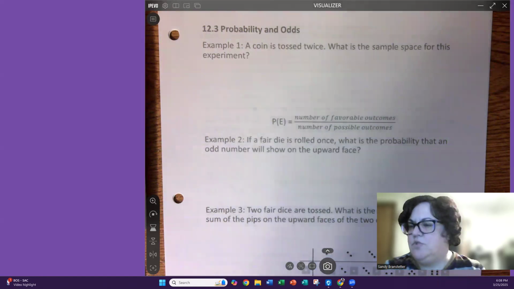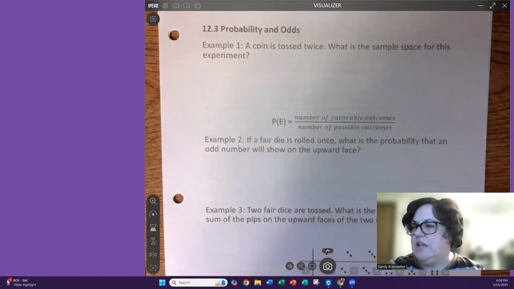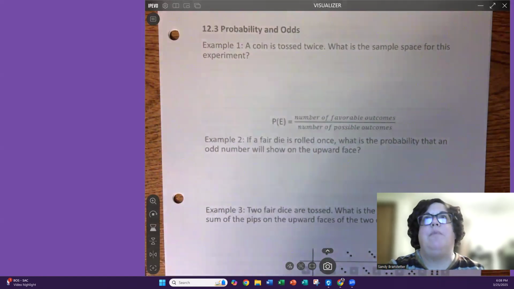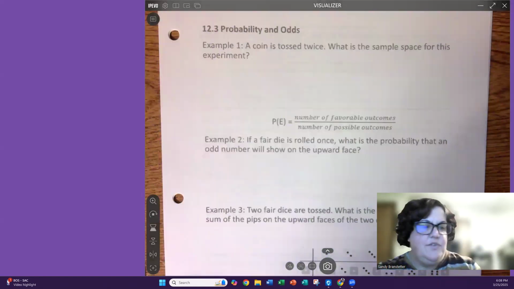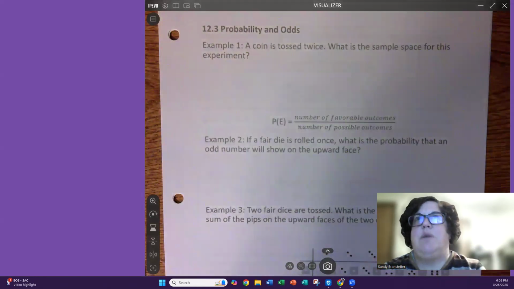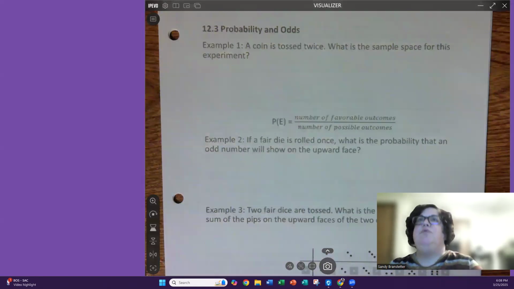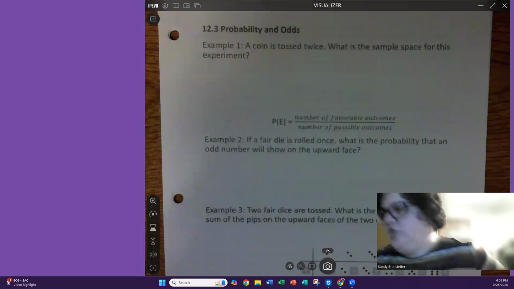Hello and welcome to Math 128, Lesson 12.3, Probability and Odds. So today we're going to be talking about probability, and then we will move to odds as a conversation piece.